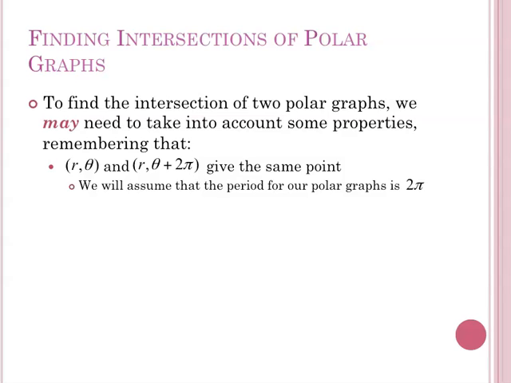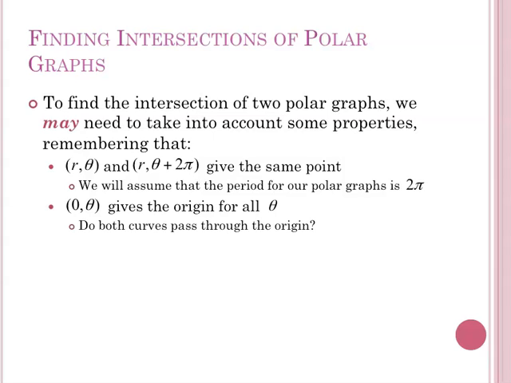Second thing that we will try to take into account, if we might need it, is that 0 comma theta gives the origin for all theta values. Now this will come in handy, particularly when you're looking at it visually, and you might end up seeing that the origin might be a point of intersection. When you solve it algebraically, you might not necessarily get that, just because of this property that 0 comma theta actually gives you the origin no matter what theta value is. So it's definitely something to keep in mind.